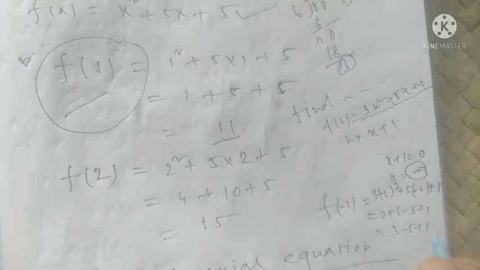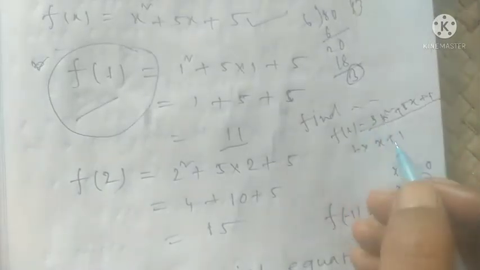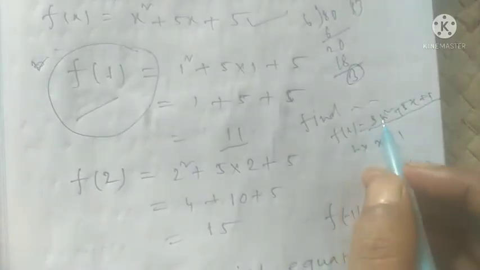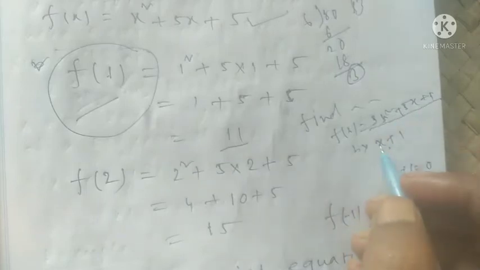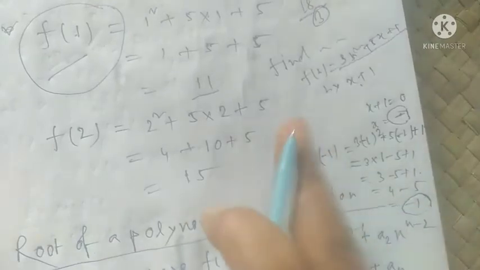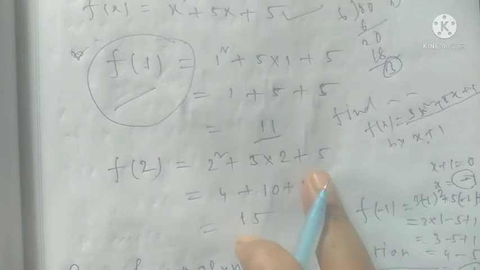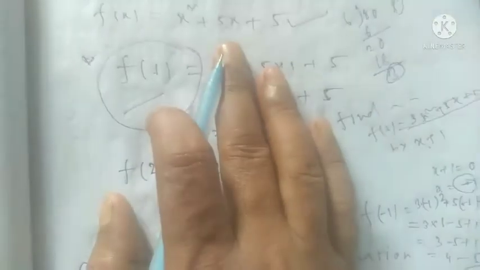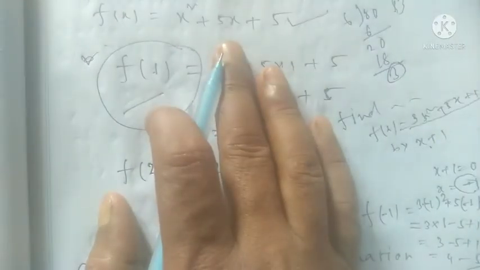If you calculate 3 into minus 1 square, that means 3, minus 5 plus 1. If you add 3 plus 1, then you get 4, and 5 is minus 5, then if you subtract, you get minus 1. So minus 1 is the remainder when you divide this polynomial by this polynomial. That means if you divide 3x square plus 5x plus 1 by x plus 1, your remainder will be minus 1. So this is the remainder theorem. Remainder theorem is another method of finding the remainder without the division method. This is a very important theorem in this chapter. Most of the sums you have to solve with this formula.